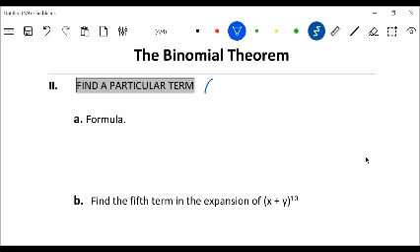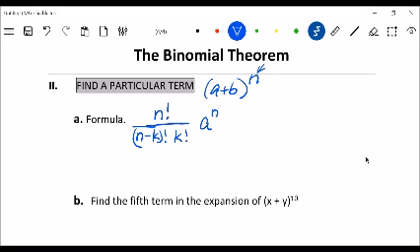So take as an example a plus b to the nth power. We don't know what n is yet, but by using those letters, we'll be able to show what the formula is. So here is the power, and what we do for the coefficient is we use what's called a combination. n factorial over n minus k factorial and k factorial. And then it's a to the n minus k power. And then it's b to the k power.